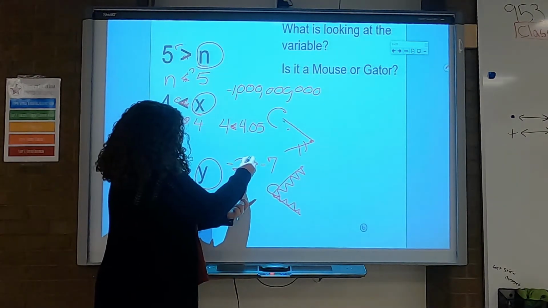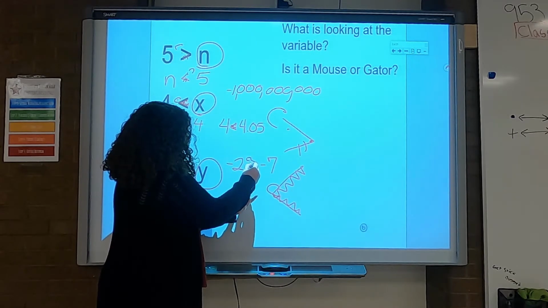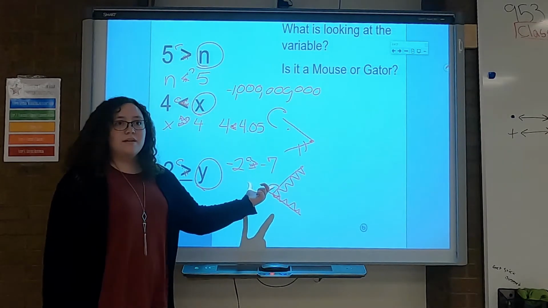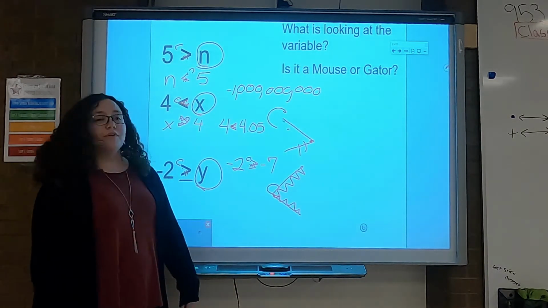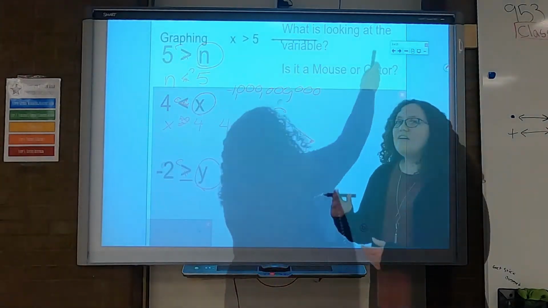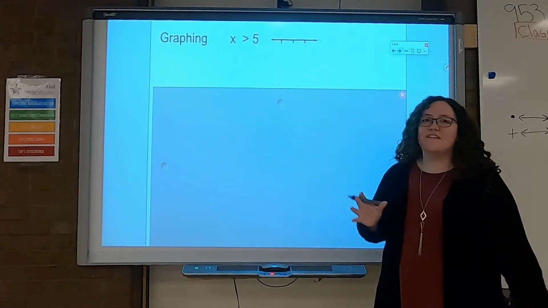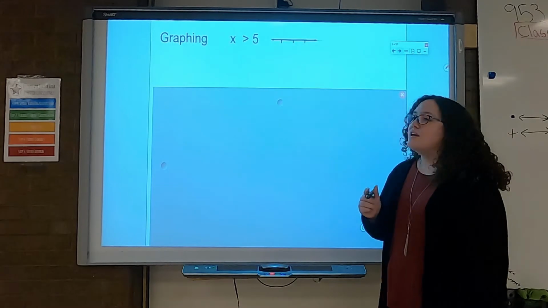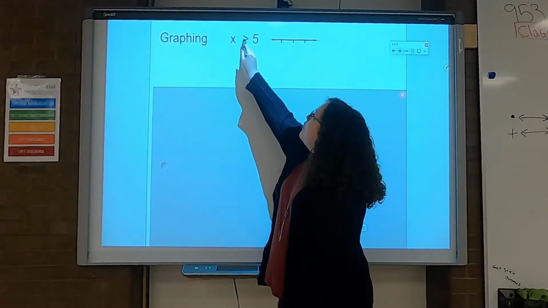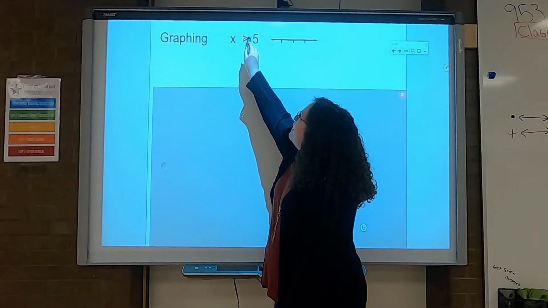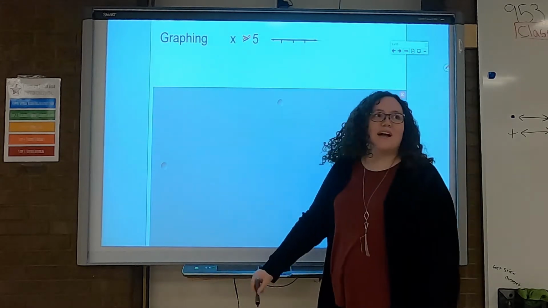So again, we've still got our little mouse here. Our mouse is looking at where the variable used to be. So yes, I absolutely agree with this. Very good. So now we're actually looking at graphing these different inequalities. So we've got our X, and what's looking at it? Well, it looks like a little gator to me. Big gator. A big gator, you're right.